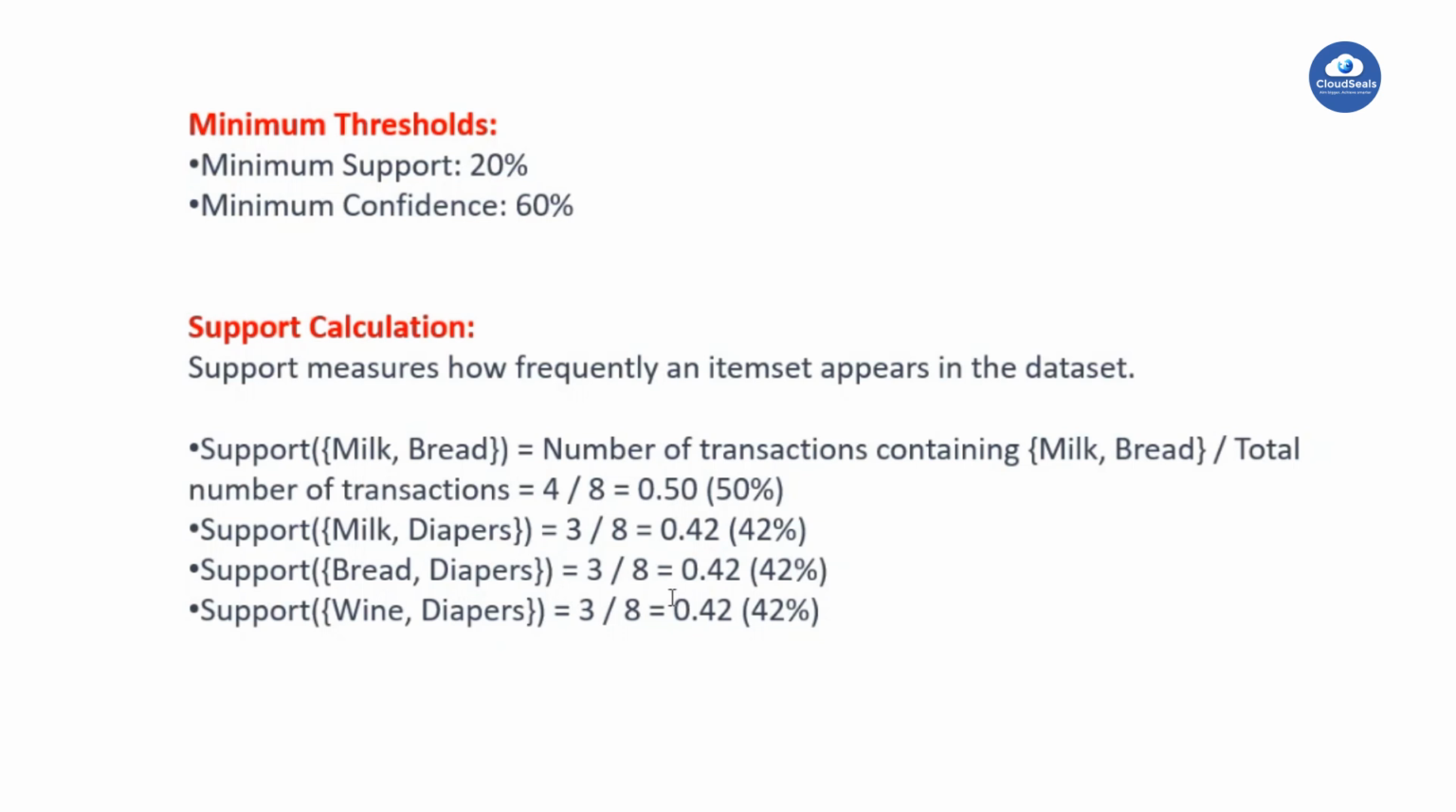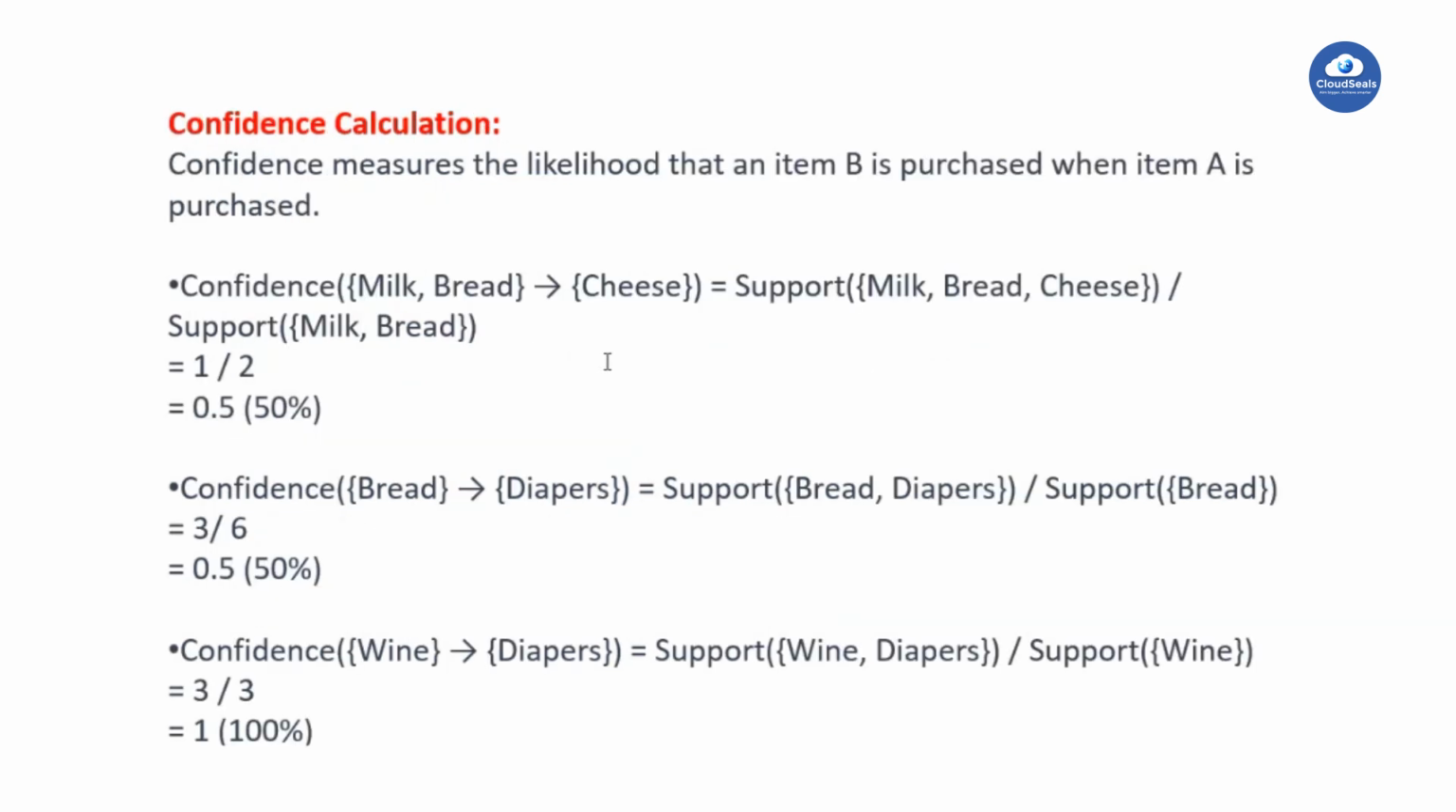Then after that, what we need to calculate is the confidence. Let's check what the confidence is. If the customer bought milk and bread, what is the confidence that he also goes for the cheese? Whenever he bought milk and bread, we need to check whether he bought cheese or not. So the total possible outcomes are milk and bread, that is the support of milk and bread. Out of the combination of milk and bread, how many combinations have milk, bread and cheese? Let's check the milk and bread.